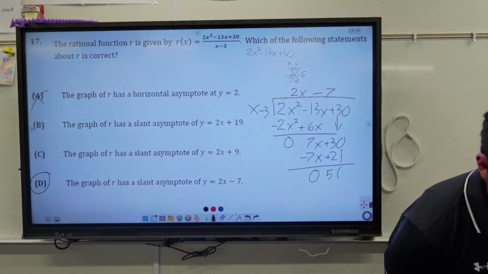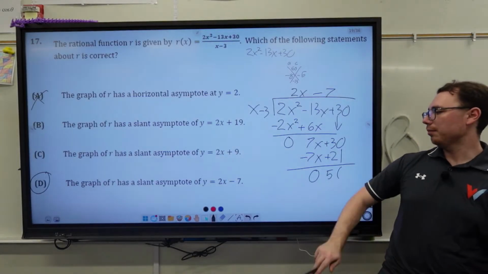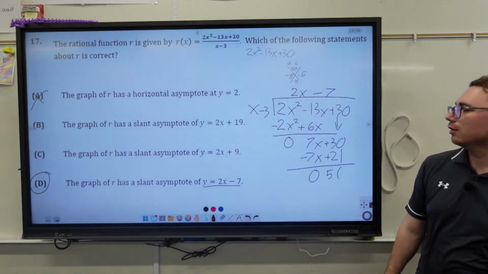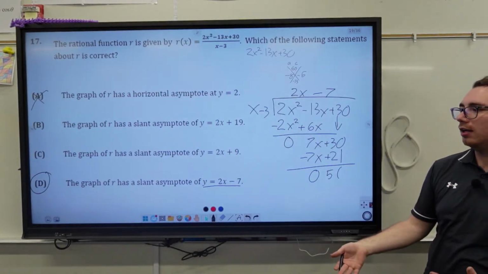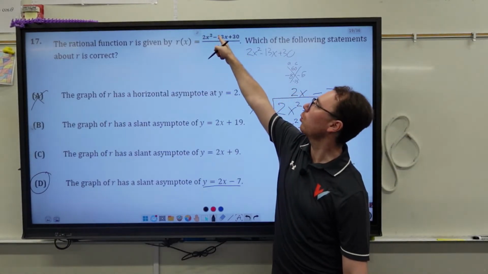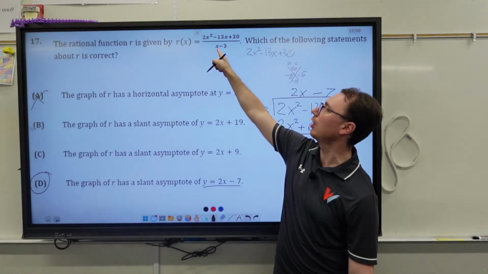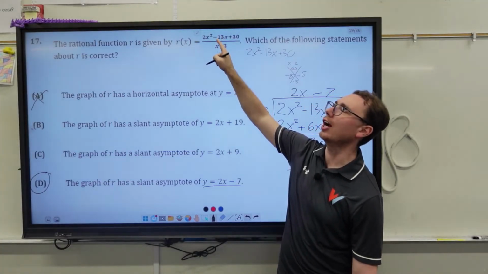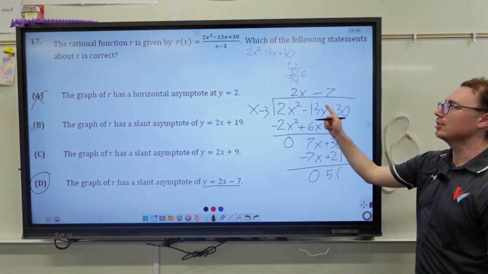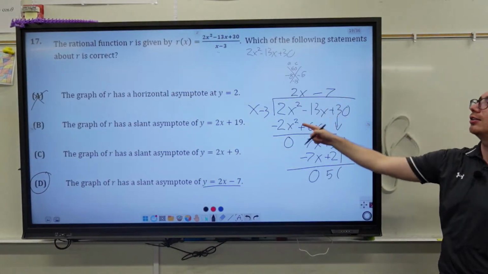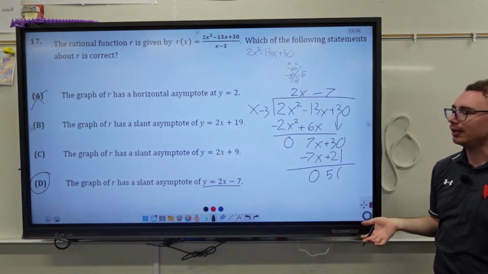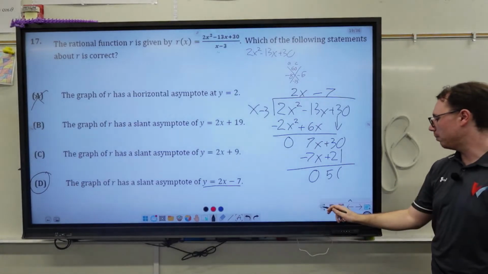Let me just double check that answer here, 17, D, 100%. So we end up getting this equation for that division there. If the exponent of our numerator is 1 larger than the exponent of our denominator, which is 1 here, then we can use the slant asymptote long division to find that slant. Moving on to number 18.